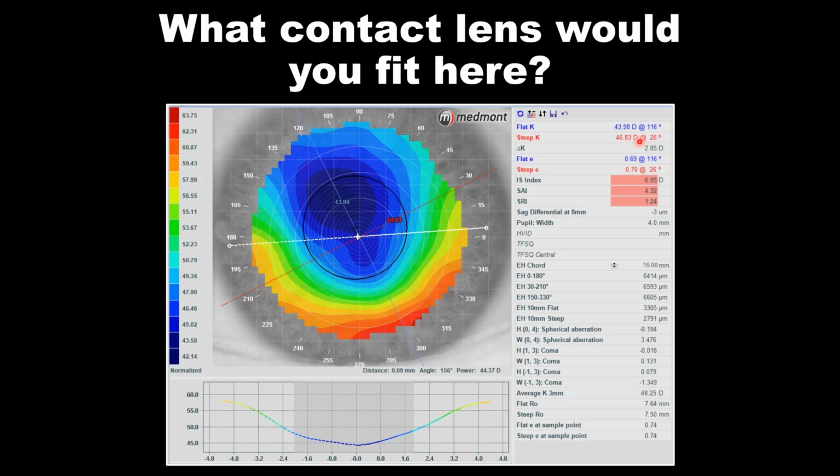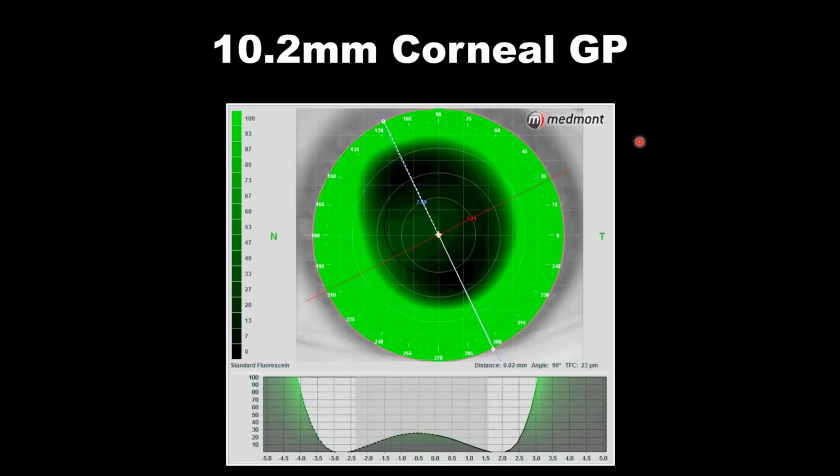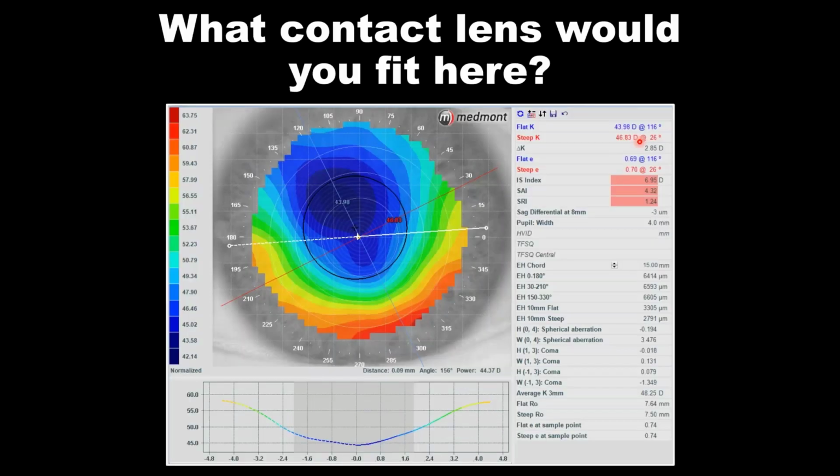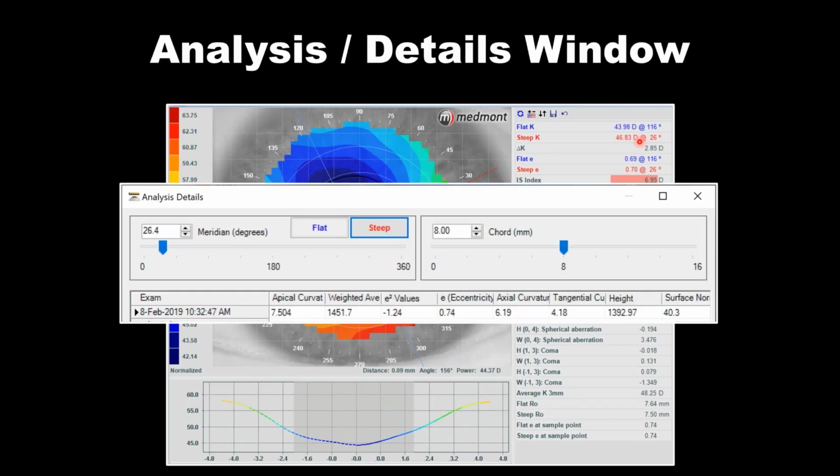Can corneal GP work? Looking at our model, it would suggest that a regular geometry GP lens is not the right call, but possibly a reverse geometry lens might be a consideration. Let's pull up the analysis details map, which gives you a little more finite analysis on some of the various indicators.